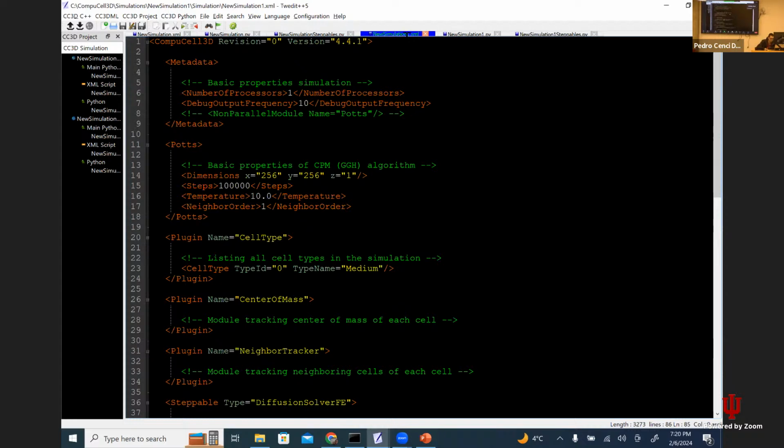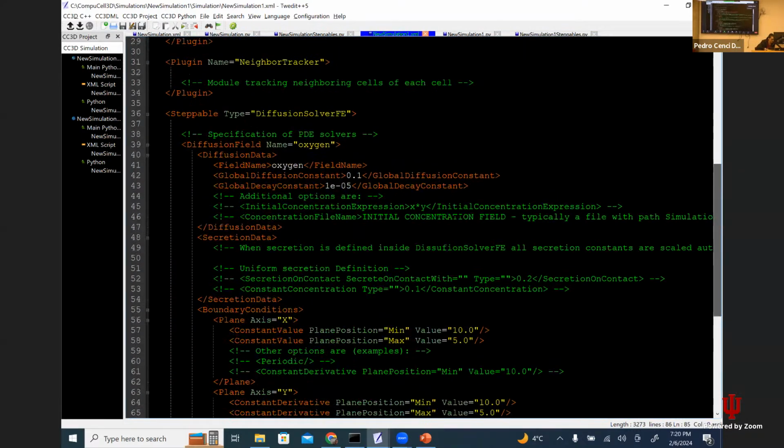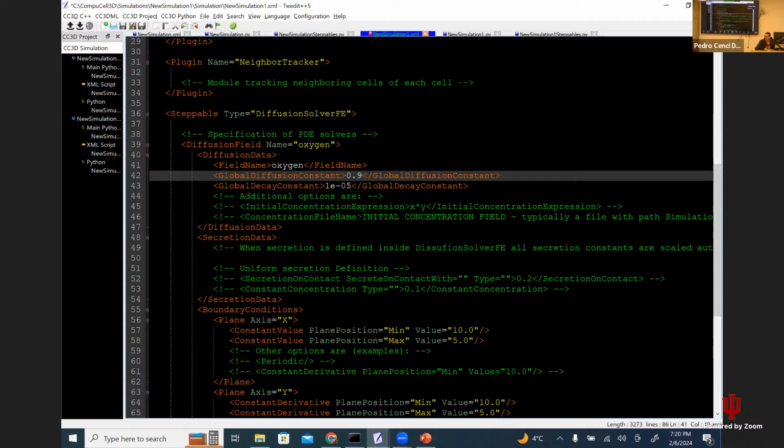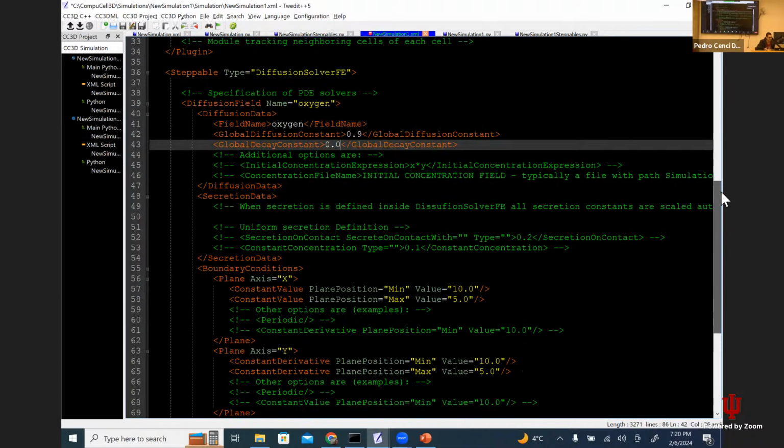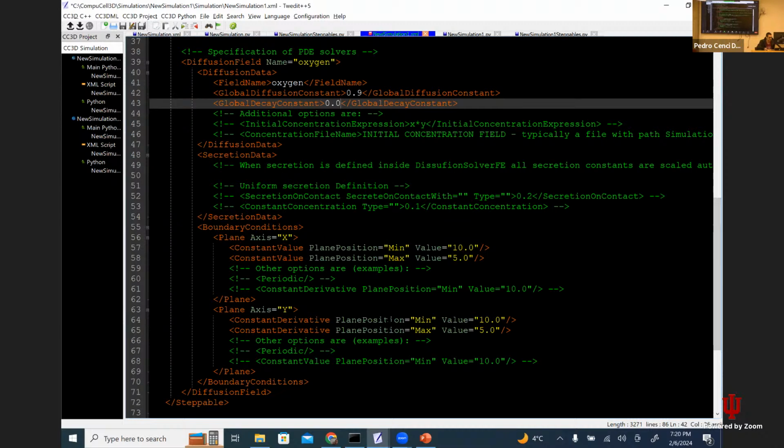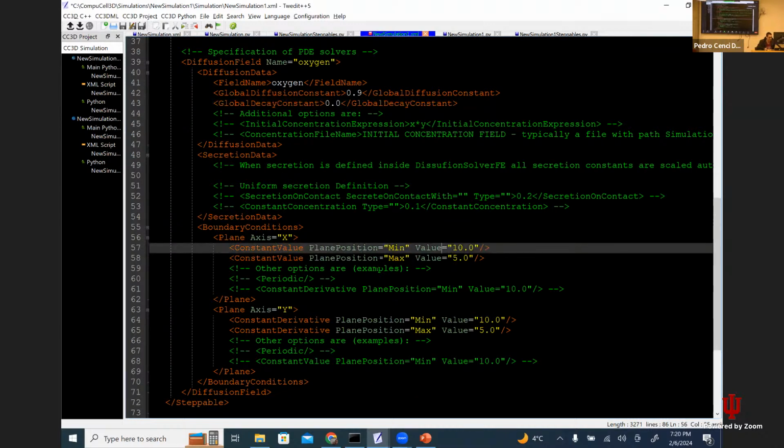Here in the XML, this is the important stuff. Here I can set a larger diffusion constant just to reach the steady state faster. I'll give it a 0 decay because I want a linear gradient. If I set a decay, it's going to be exponential. There's some secretion data, it's empty, no problem. My version is different, so I have this constant value.